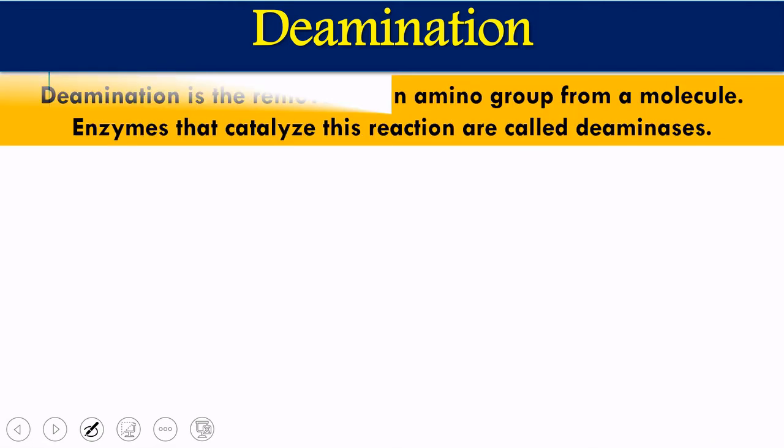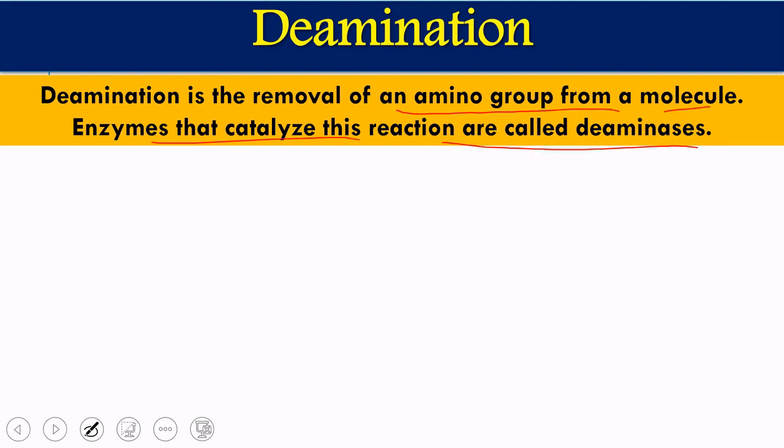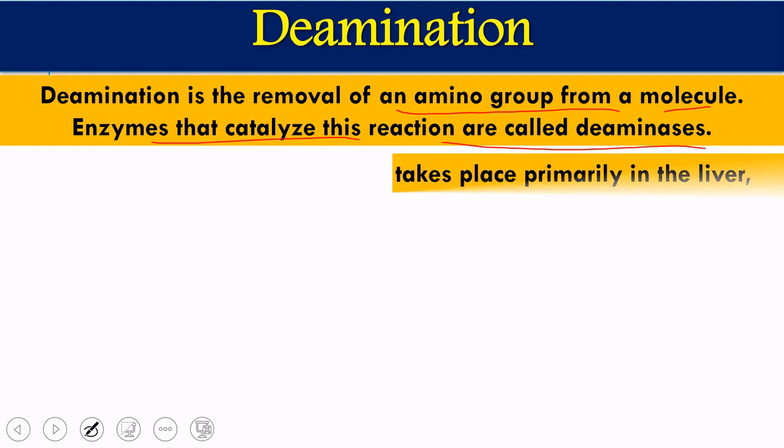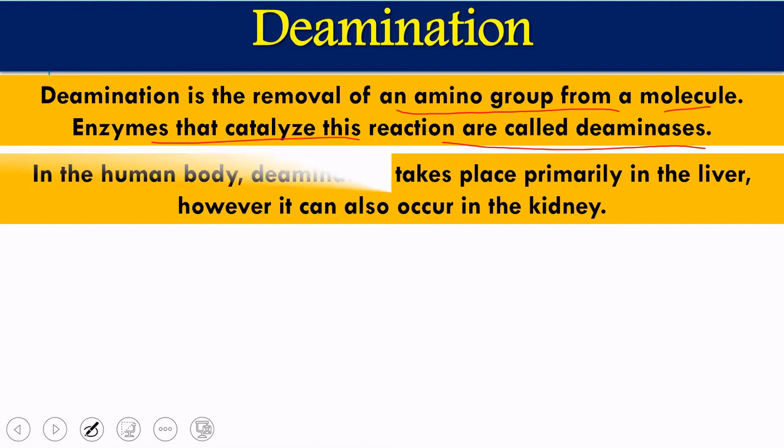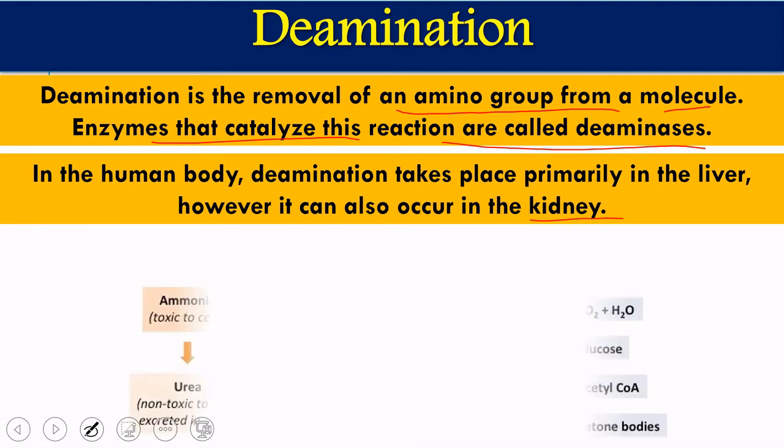The next reaction is deamination. Deamination is a reaction which is the removal of amino groups from a molecule. The enzyme which catalyzes this type of reaction is called deaminase. So we are having different types of deamination. In the human body, deamination takes place mainly in the liver. However, some amount of deamination also occurs in the kidney.